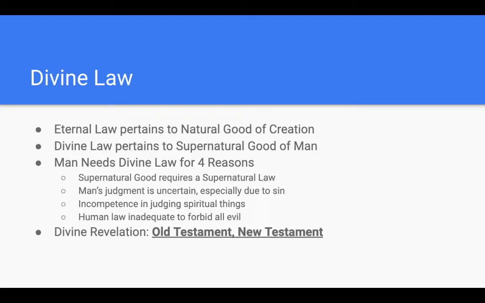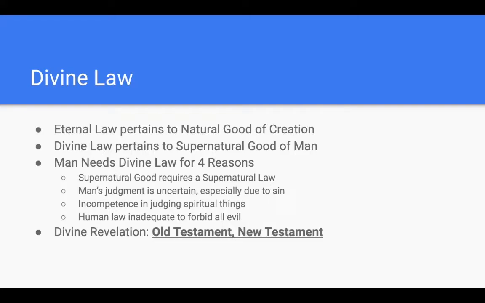Third, as body-soul composites, with our knowledge being primarily through the five senses, we are rather incompetent when it comes to judging purely spiritual things. We're rather good at judging physical things, and we even fail at that. But we are very incompetent at judging spiritual things, and so a divine law was necessary in order to aid us in judging spiritual matters. And finally, the human law that we can create is simply inadequate to forbid all evil. Remember, heaven is purity. In order to enter heaven, we must forbid all evil and impurity in our lives. And so a human law is simply incapable of forbidding every form or type of evil. And so a divine law was necessary in order to do that.